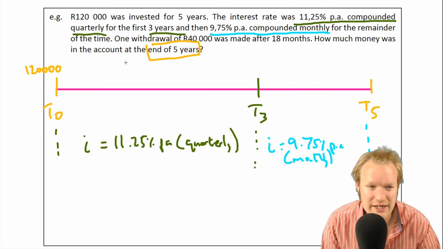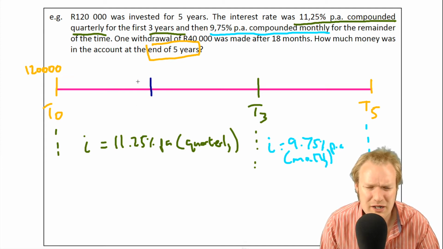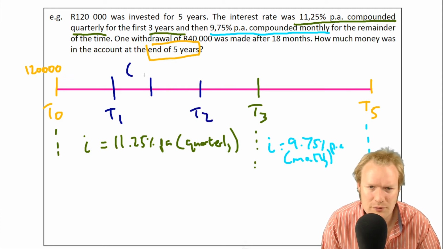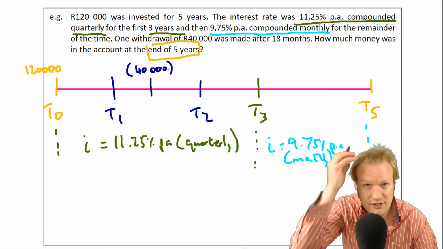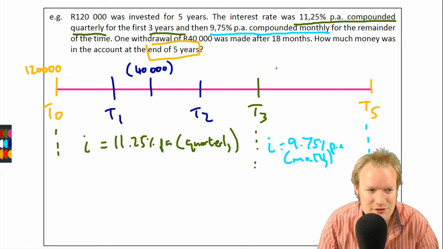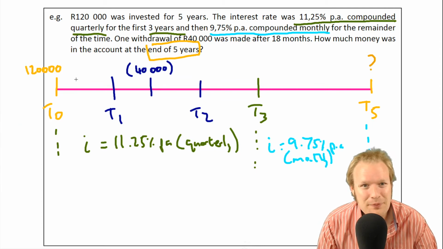There's a withdrawal after 18 months. Interesting. So let's put this in, well, it's not T18, it's almost like T1.5. So let's put these maybe T1s and T2s. And this bit here, we're going to withdraw. Remember, I find it useful to put it in brackets so it sticks out as a withdrawal. And how much money do we have at the end? Okay, so let's go through it.